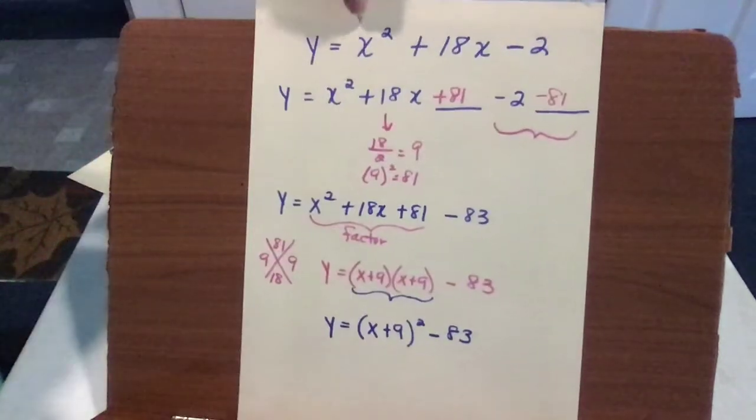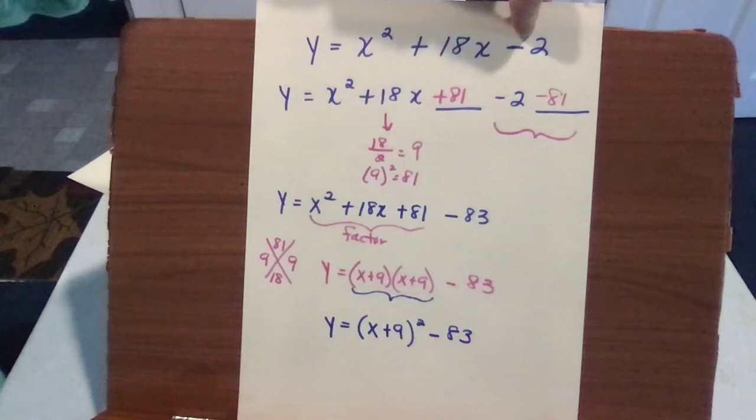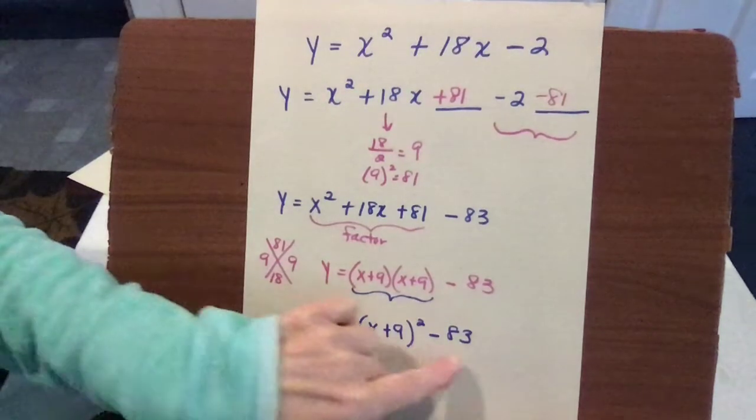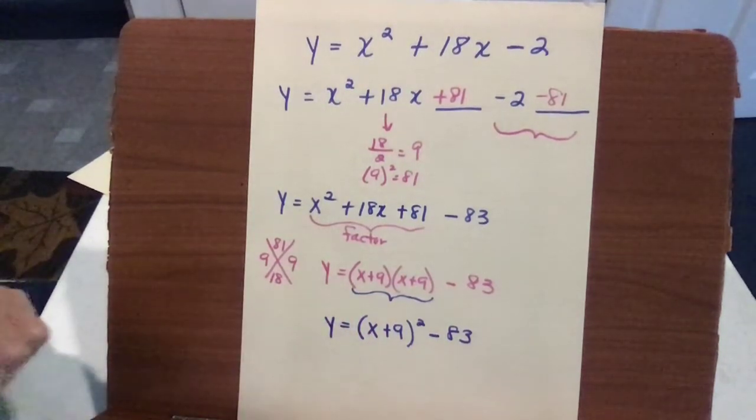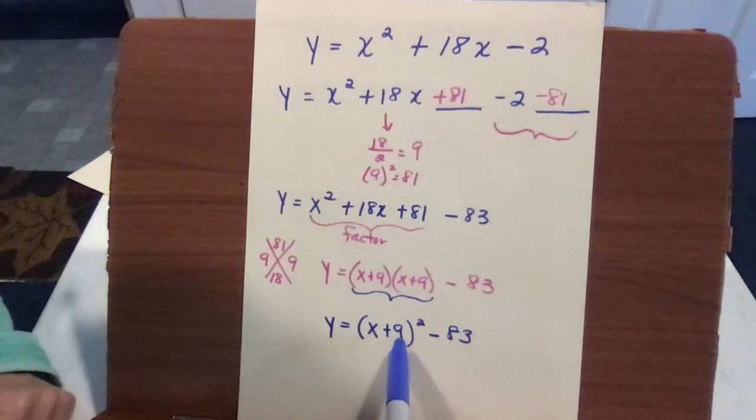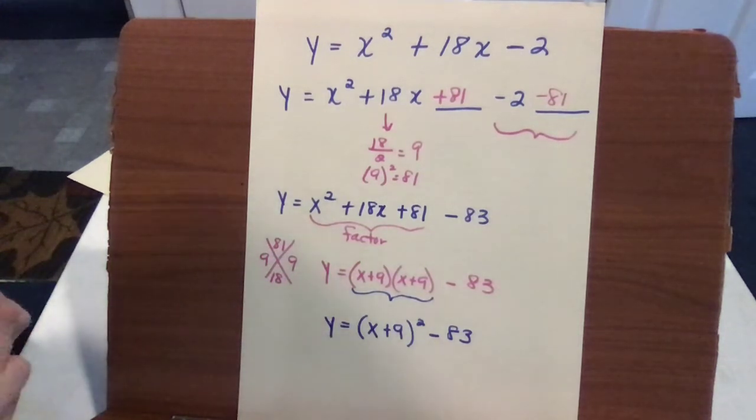So we just wrote our quadratic equation in standard form into vertex form, and we can pull off our vertex, negative 9, negative 83.